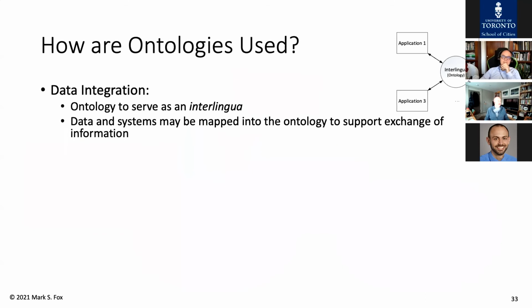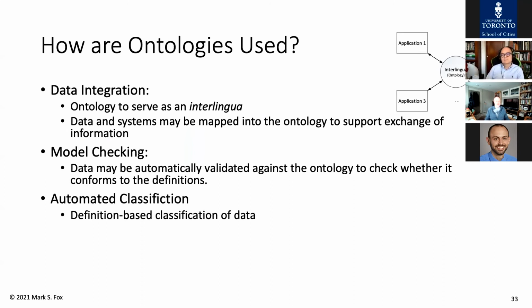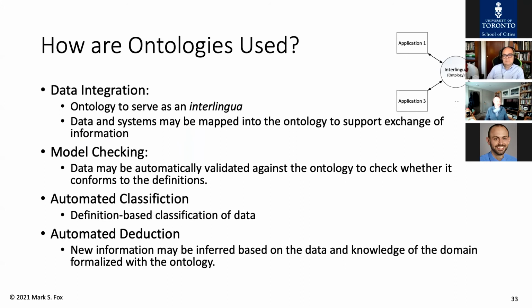And so with these ontologies, we can achieve semantic integration, data integration. The ontology can serve as an interlingua. Data from multiple systems can be mapped into it, allowing for consistent interpretation. We use it for model checking, as I talked about earlier, checking to see whether somebody who's classified as a resident satisfies the definition. We can do automated classification. That is, we can take sensor data and automatically classify it based upon the characteristics of it and whether it satisfies a definition of a class or something like that. And we can perform automated deduction.